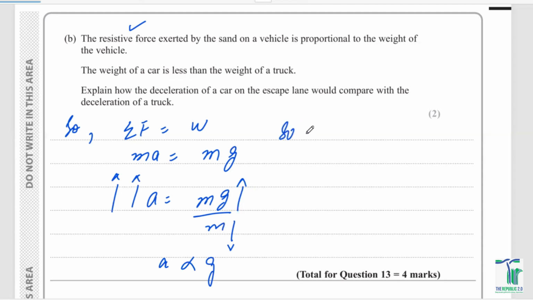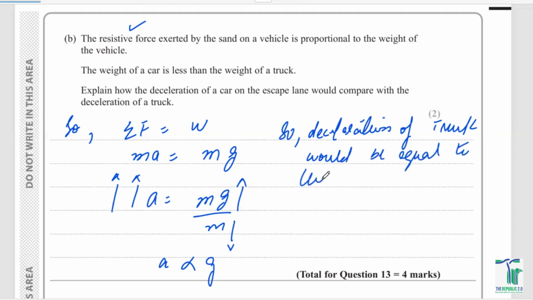You just need to write that the deceleration of the truck would be equal to that of a car, right? And the main reason behind that is because the resistive force is directly proportional to the mass, right? It has nothing to do with the weight. So that is how you just need to answer this.